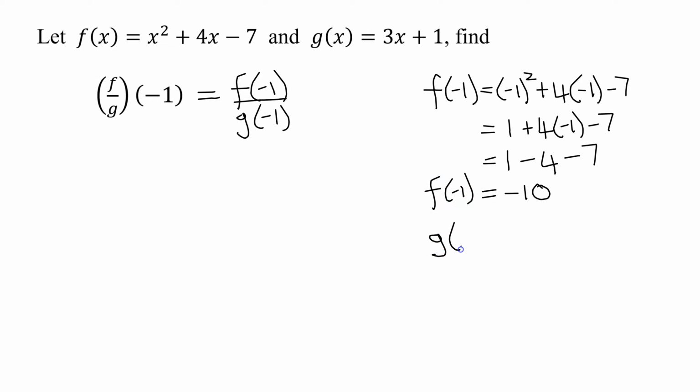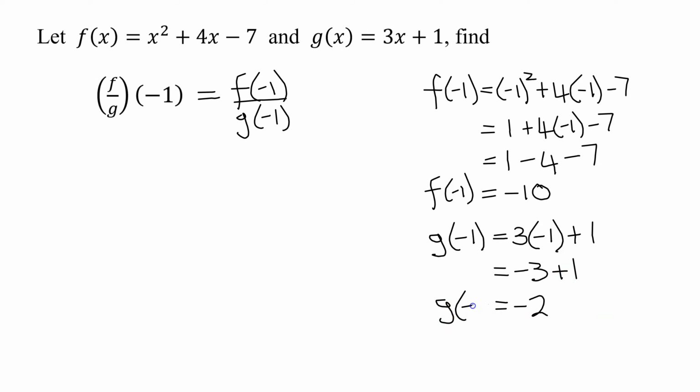Now I need to figure out the value of the function g at -1. So up here in the definition for g, I'm going to put -1 in for this x. So I'm going to get 3 times x. So it's going to be 3 times -1 plus 1. So multiplication first, 3 times -1 is -3 plus 1. And what's -3 plus 1? It's -2. So I figured out the value of the function g at -1.